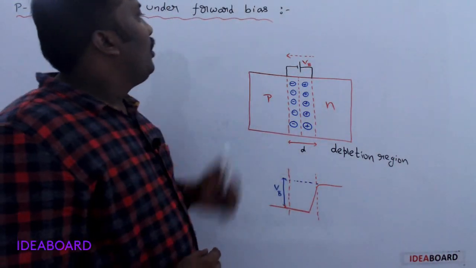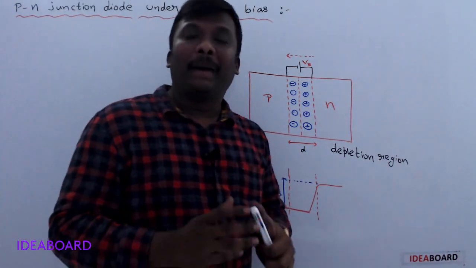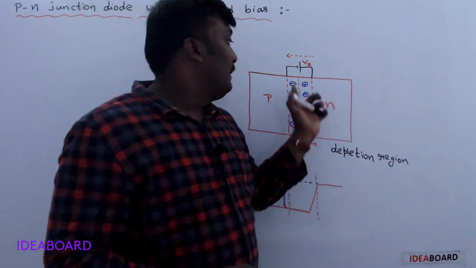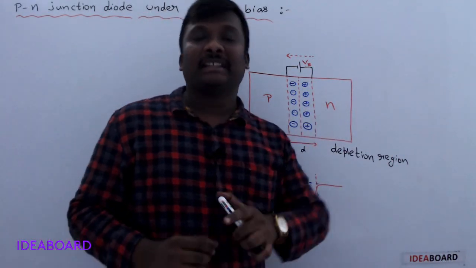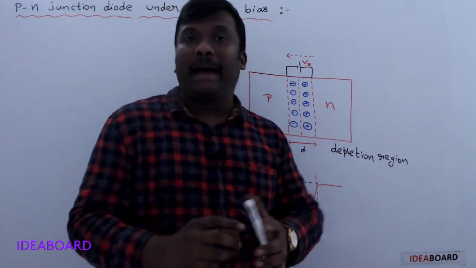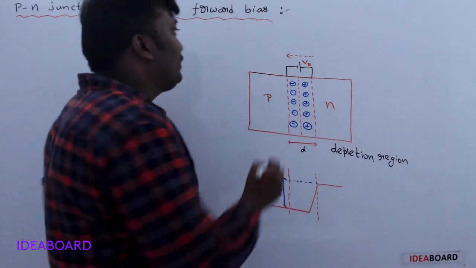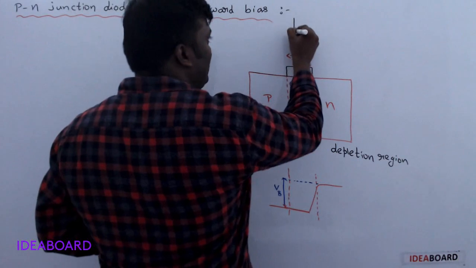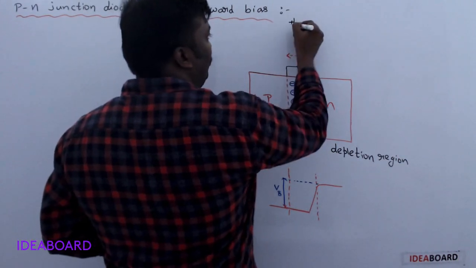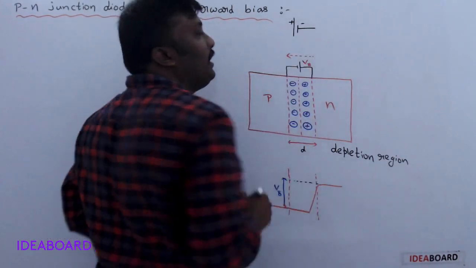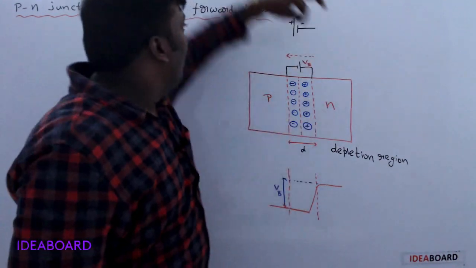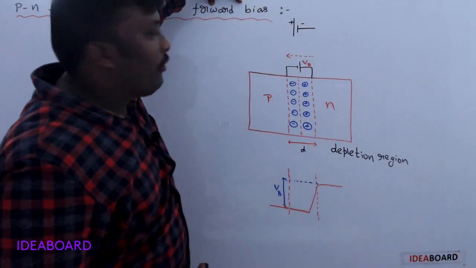Now, what is bias? Biasing means this PN junction diode is connected to an external battery. Now we know a battery contains two polarities, one is positive and another one is negative. So what is meant by forward bias?